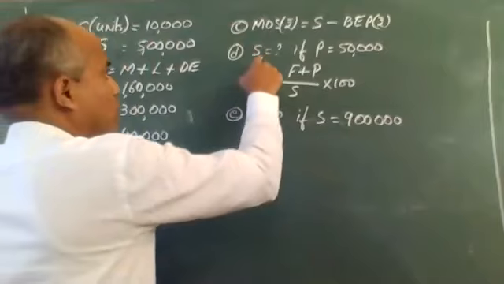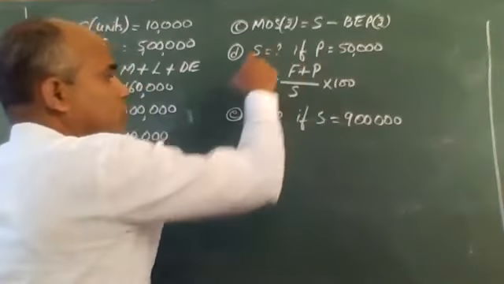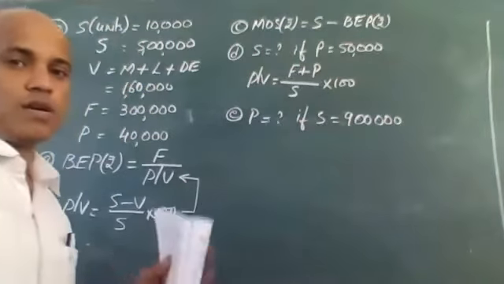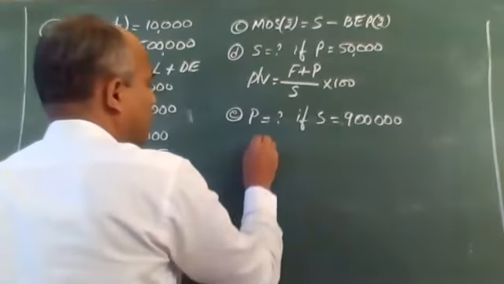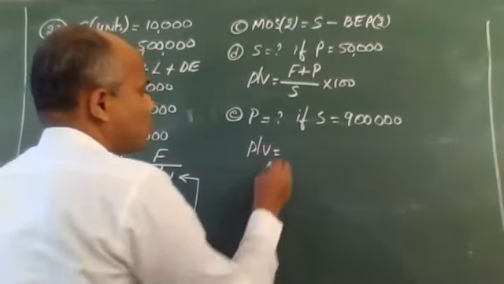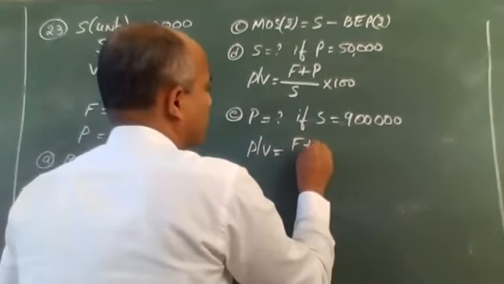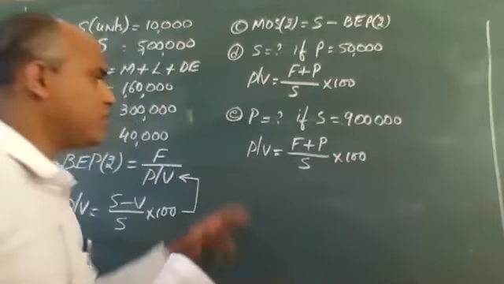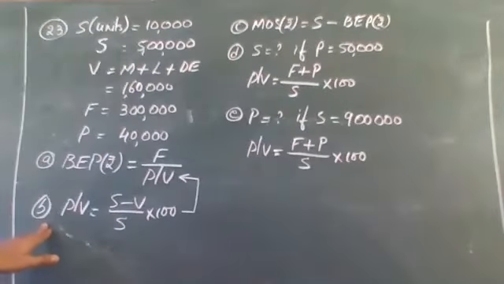So here profit was given, sales was a question mark. Here sales is given, profit is a question mark. Same procedure, I will again apply profit volume ratio. So F plus P by S into 100. So for the PV ratio, you will take what you get at B.